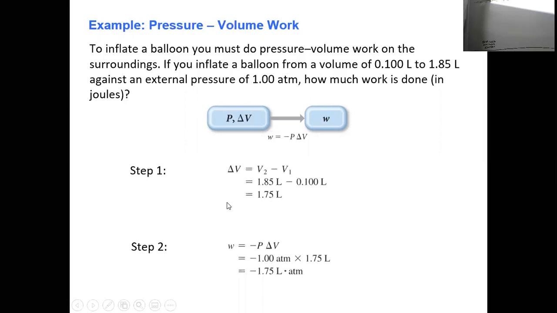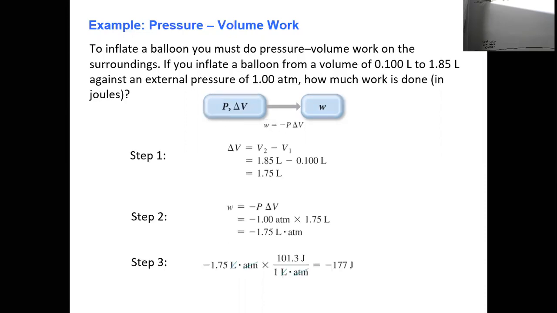Now I want to convert that from liters times atmospheres into joules. Okay, so there's my conversion. And I end up with a work value of negative 177 joules. Right, so it's pretty straightforward.